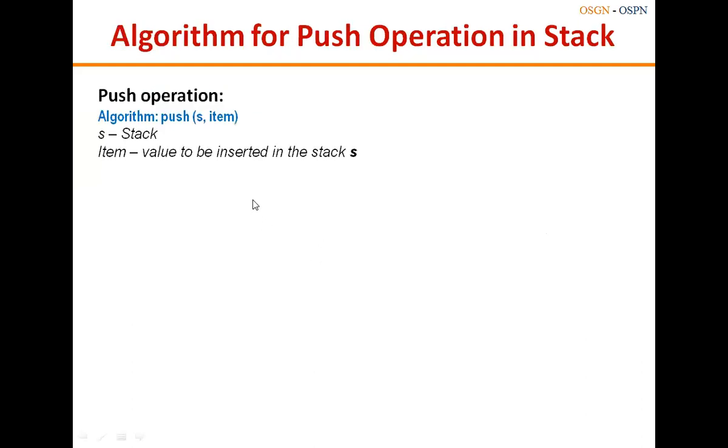Now this is the push operation algorithm. In the bracket you can see I'm writing S and item. What is S? S is the stack where we will insert this data item. Item is the data, the value to be inserted into the stack S.